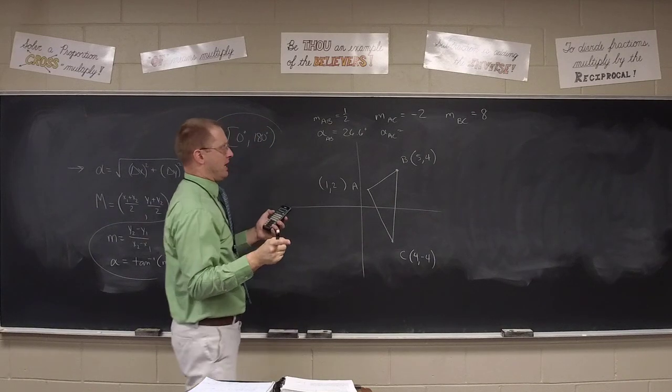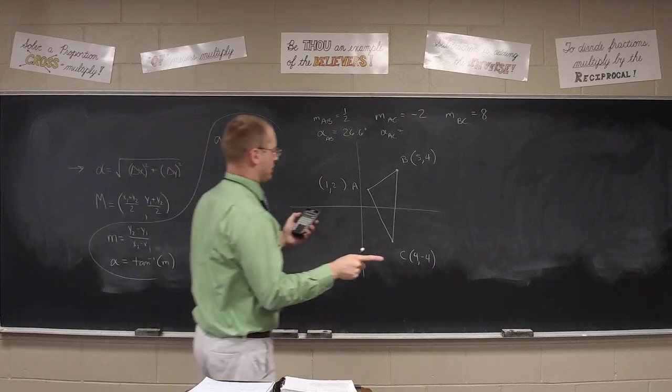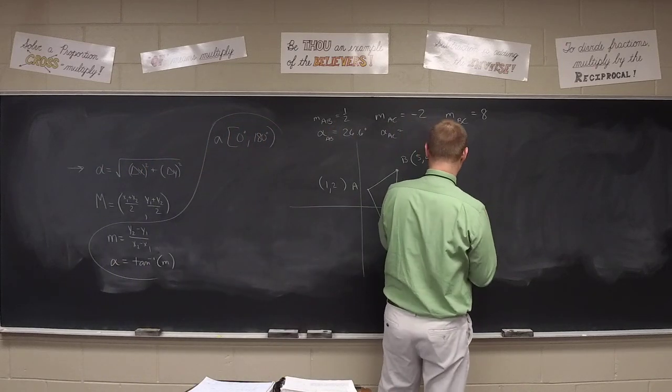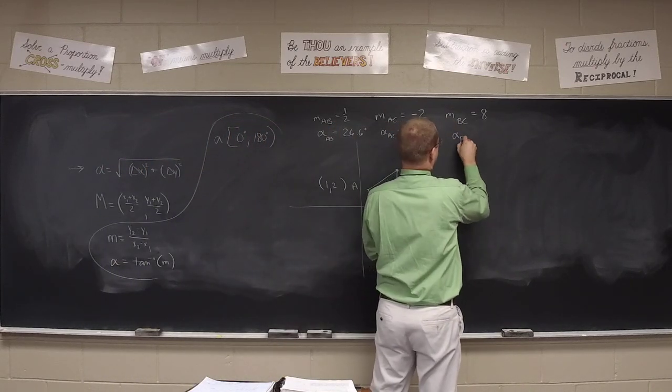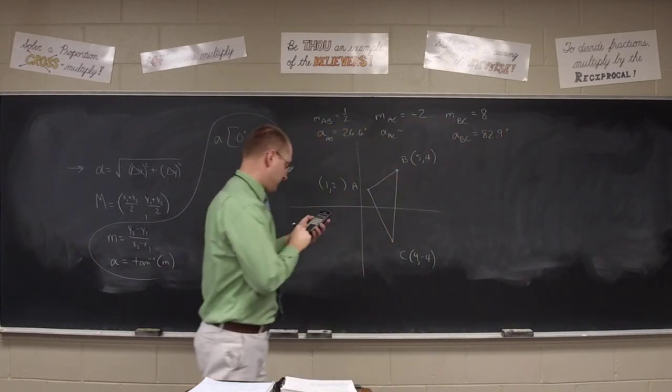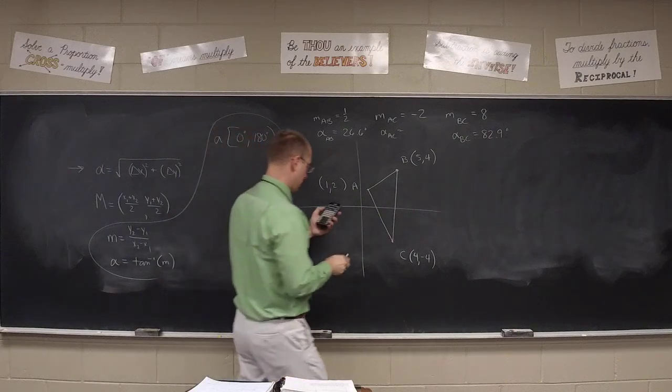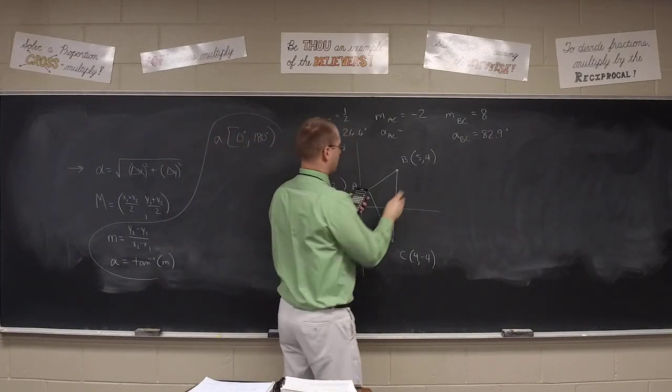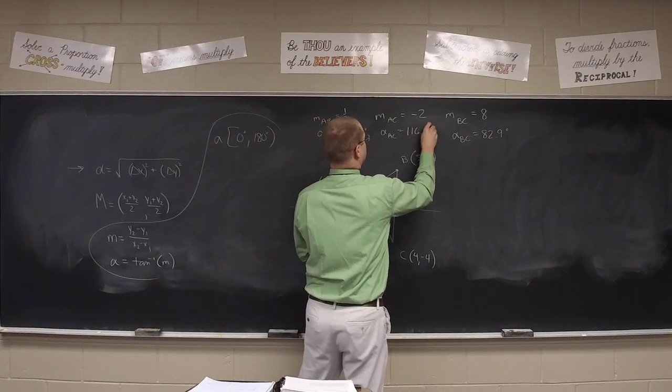I did not get that. I think that's BC is what you just gave me. Hold on. Oh, I did give B. Yeah, 82.9 is BC. All right. And then for AC? 16.6. Good. All right.